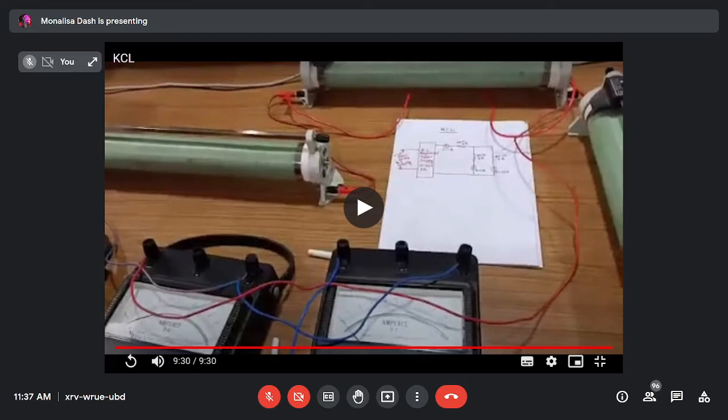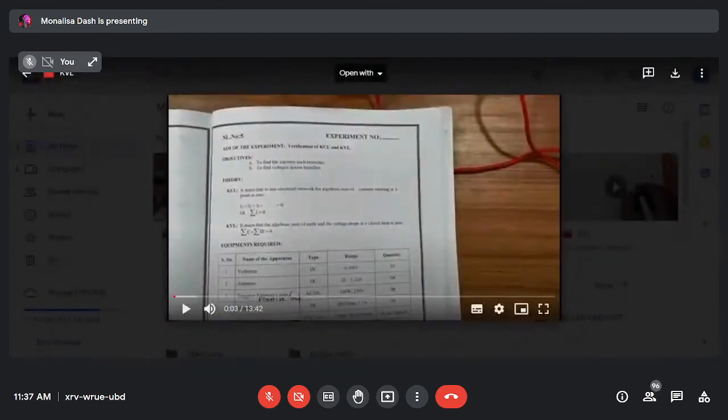Ma'am, can you explain the remark part? Ma'am, how will we find the error in that practical? Yes, I will say, just wait.